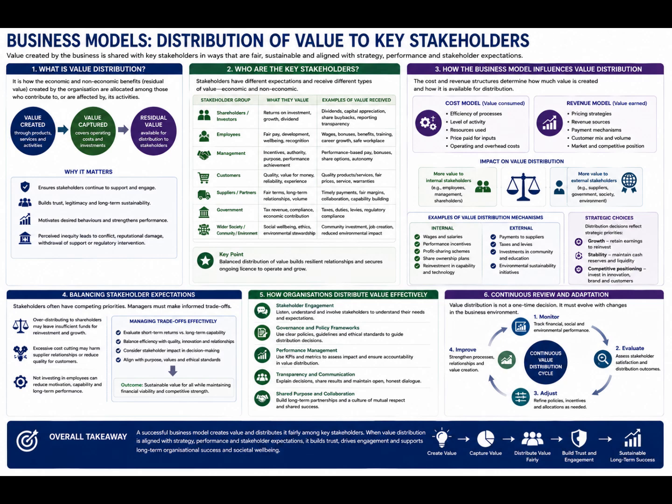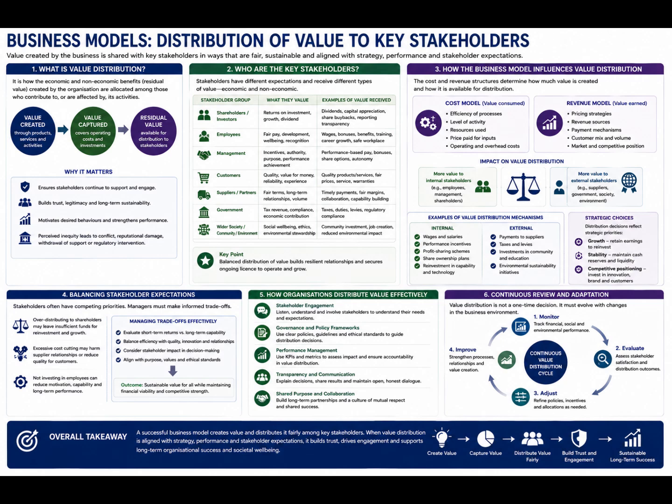The cost model considers efficiency of processes, level of activity, resources consumed, and price paid for inputs, all of which determine how much value is available for distribution. The revenue model determines how the organization earns income from customers through pricing strategies, revenue sources, and payment mechanisms.